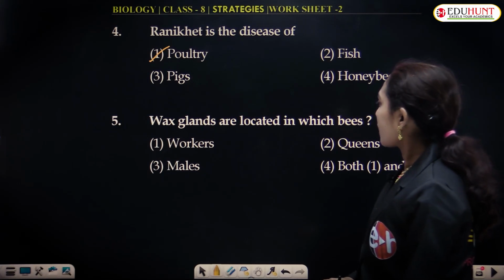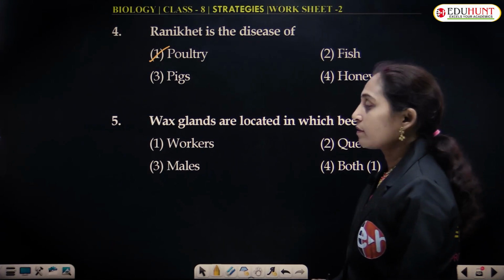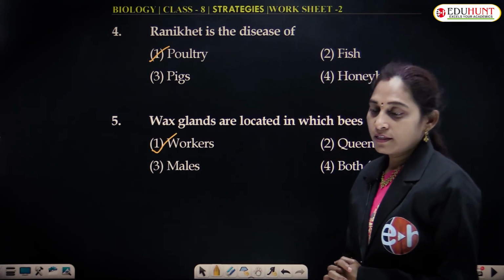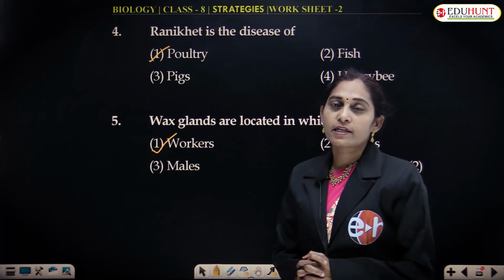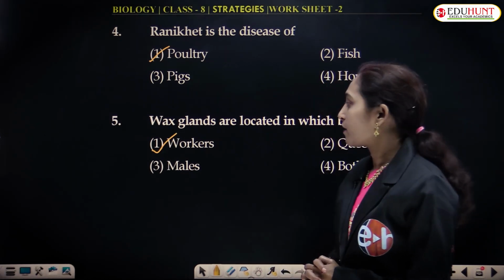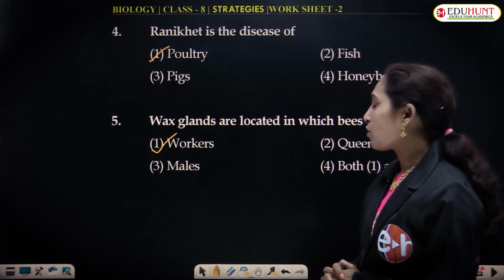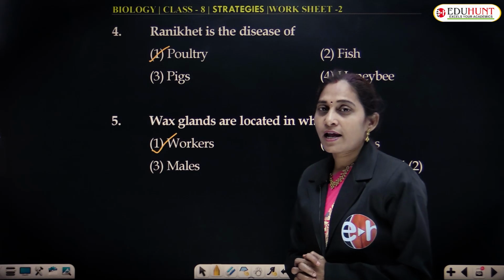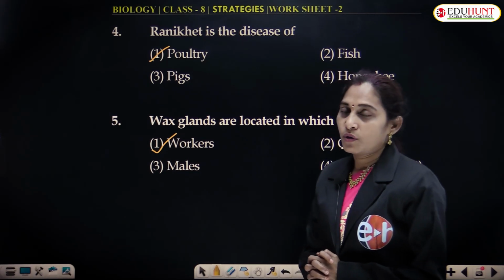Wax glands are located in which bees? Wax glands are located in worker bees. We know that in the colony there is a single queen bee and there are worker bees and also male bees. But among these, the wax glands are present in worker bees.